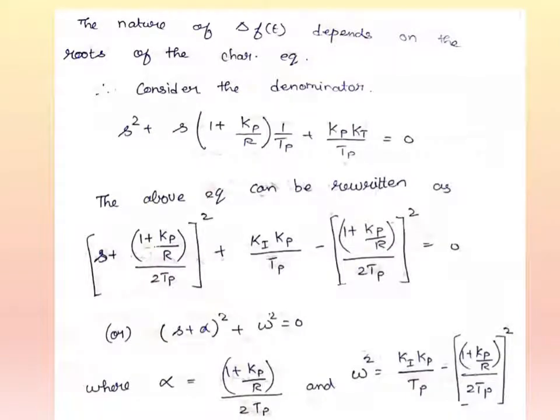Now we have to find the roots of the characteristic equation. The denominator part of the del f of s equation will be the characteristic equation. This is a characteristic equation, s square plus s term plus constant term. The same term can be rewritten in this form by adding and subtracting with this square term. So it can be written as (s plus alpha) the whole square plus omega square equal to 0. It is of this form, where alpha is this and omega is this term.